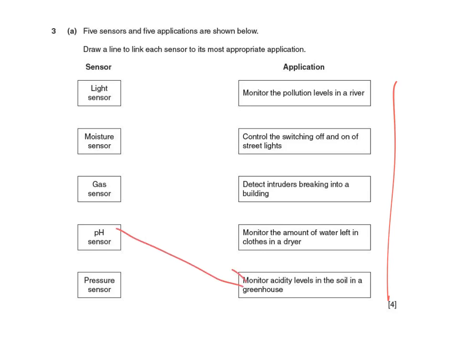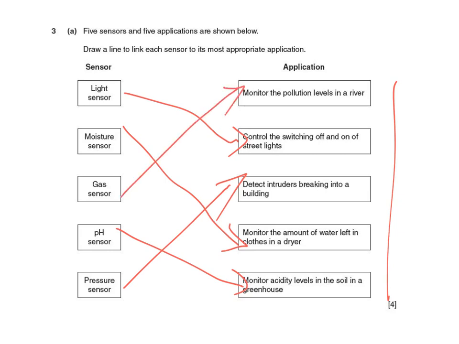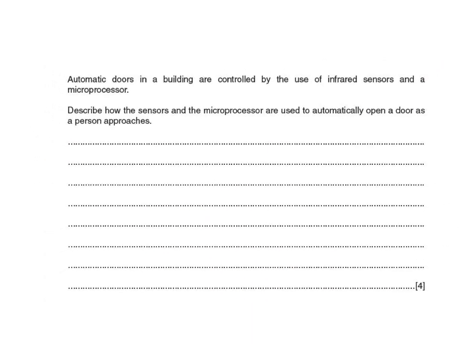pH sensor for acidity levels. We will have pressure sensor for intruders. Moisture for water. Light for switching on and off street lights, which leaves gas for pollution levels in a river. There we go, fair enough.